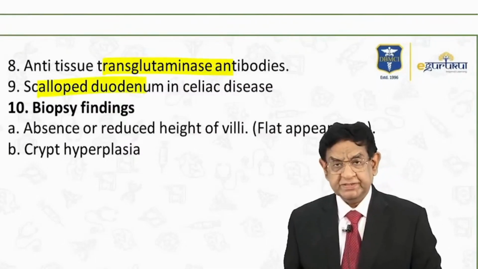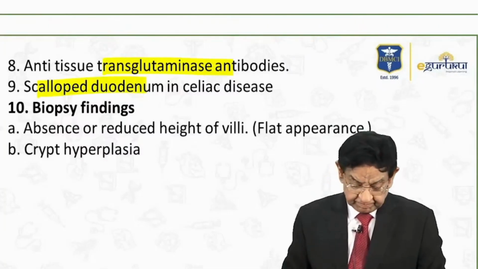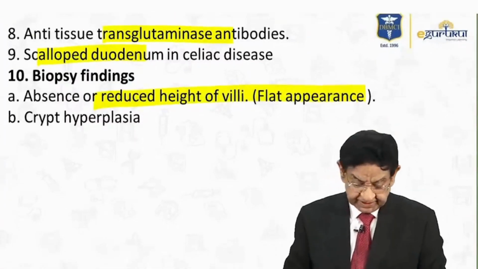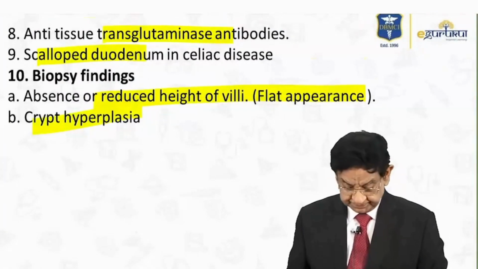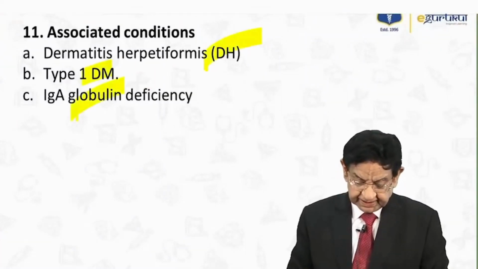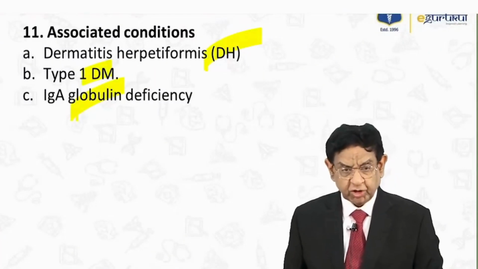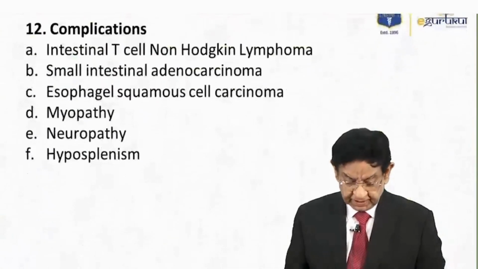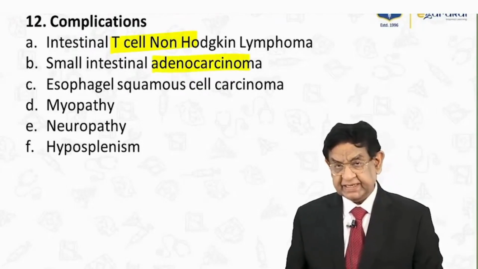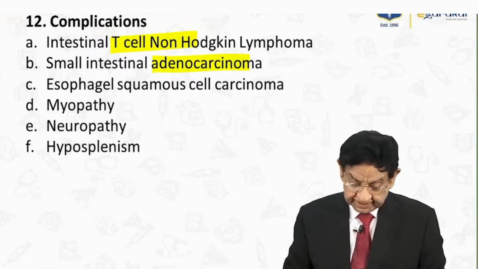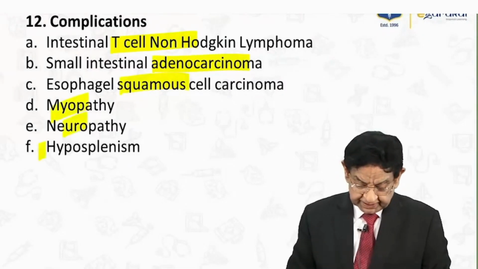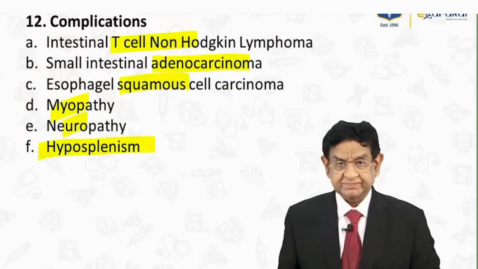Scalloped appearance on endoscopy. Biopsy: absence or reduced height of villi, flat appearance, crypt hyperplasia. Associated conditions: DH, type 1 diabetes and IgA immunoglobulin deficiency. Complications: T cell lymphoma, small cell adenocarcinoma, esophageal squamous cell carcinoma, myopathy, neuropathy and hyposplenism.